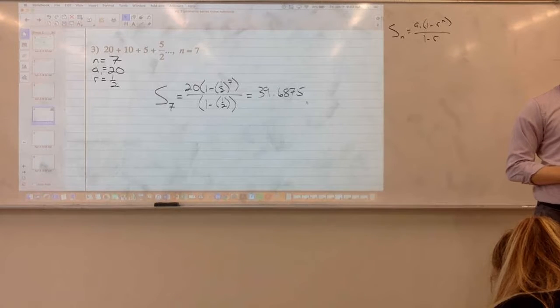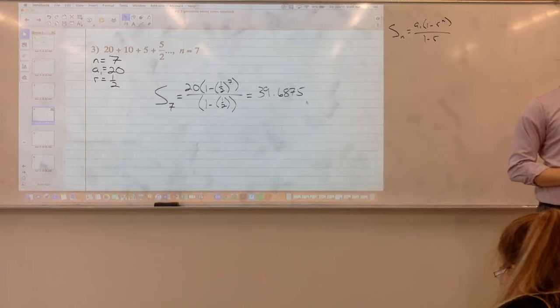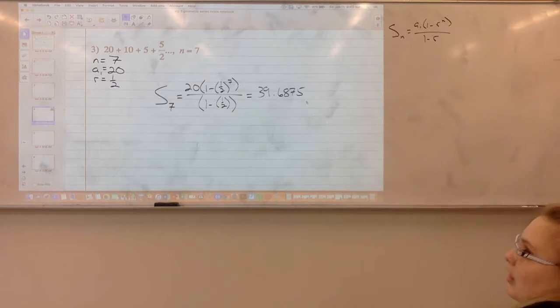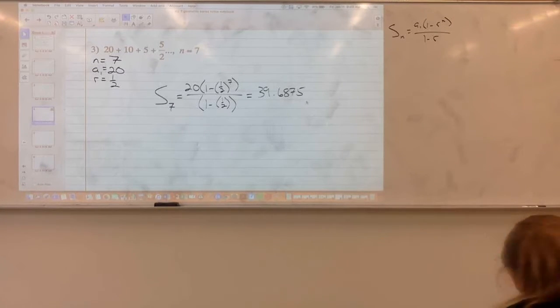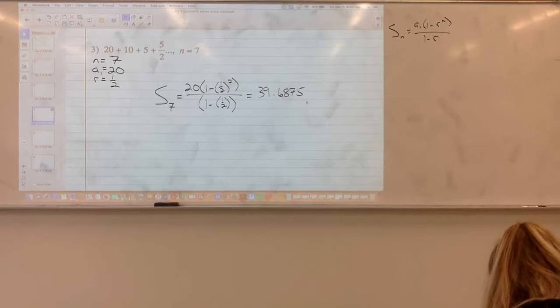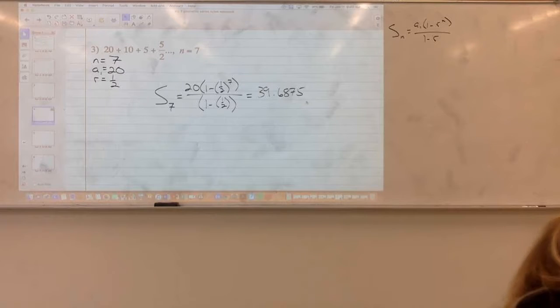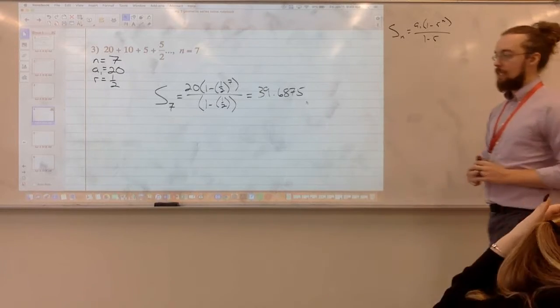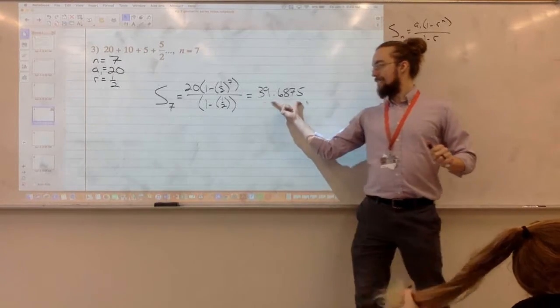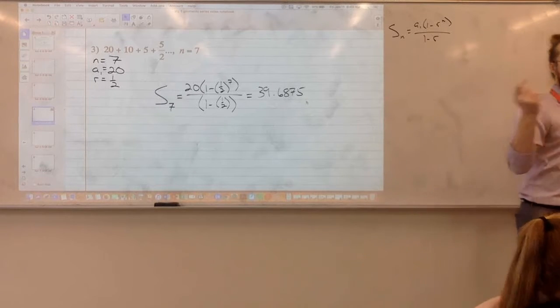It could just be that some of your parentheses were messed up because it's easy to get lost in them. Yes. The only way to check it would be to list out all terms and then add them together. You know what I mean? Like, list out 9 terms and then add them all together. Alright, for number 3, did we get 39.6875? Okay.